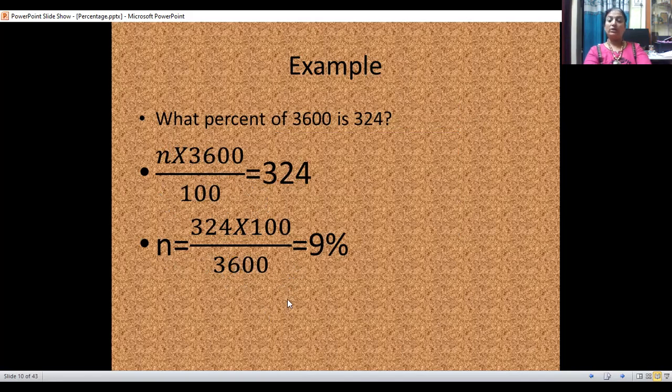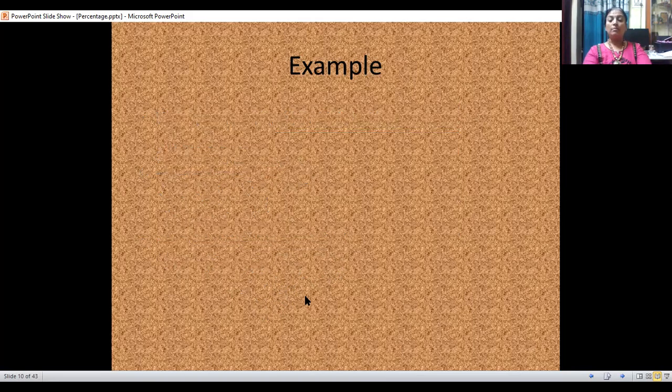If you calculate it with the help of a calculator, since calculators are allowed in the examination, you will get the answer as 9%.